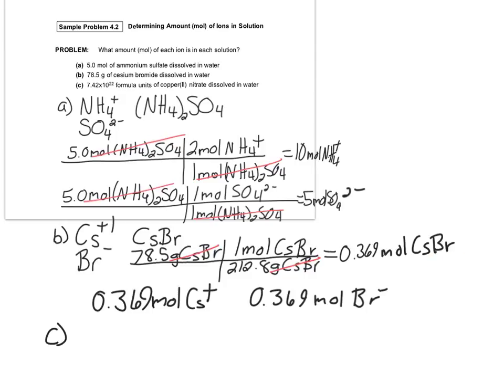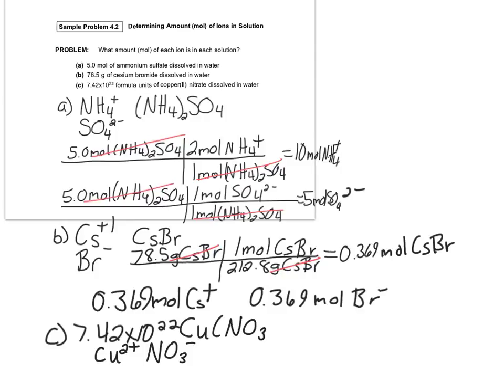All right, C part says that we have 7.42 times 10 to the 22 formula units of copper 2 nitrate. So again, we have to figure out what is our formula for copper 2 nitrate. And so copper 2, that means that it's got a 2 plus charge, right? That Roman numeral there. Nitrate is an NO3 polyatomic ion with a -1 charge. So that means that the formula for those guys is going to be copper, and I got to have just 1 of those, and I need 2 of those nitrates, because it only has a -1 charge.